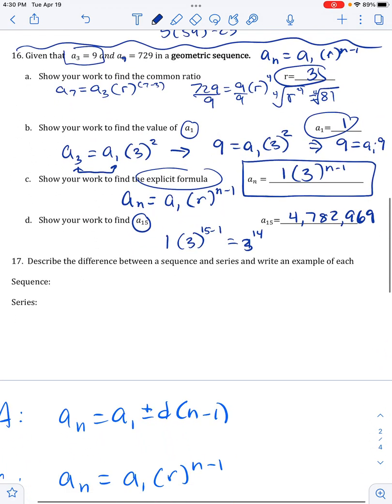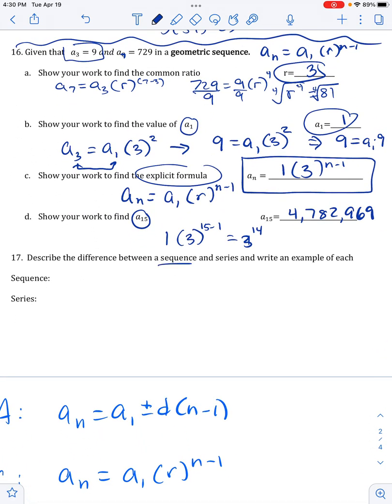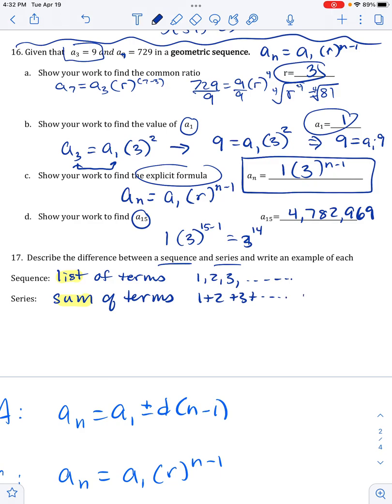And then this is just something I've talked about over and over, sequence and series. Sequence is going to be a list of terms. So like 1, 2, 3, be creative, get your own. And a series is going to be a sum. This is the key word. This is a list, this is a sum. Here you just list them, here you go ahead and add them up. So I would have 1 plus 2 plus 3 and so on until whatever that last term is.